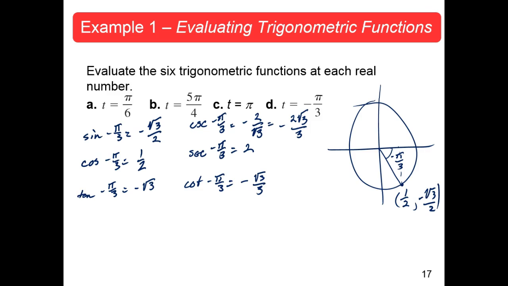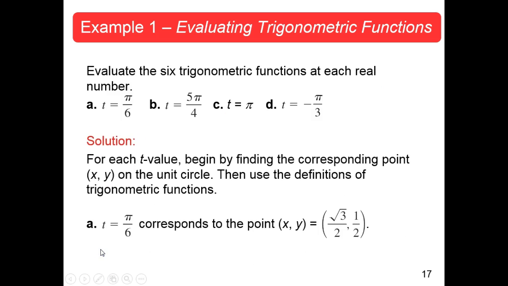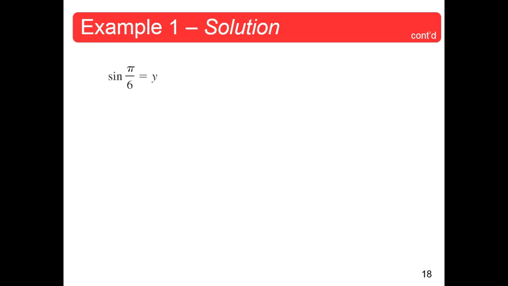All right. Now, for some reason, the book does a different order. I don't know why, but we'll go by that. Let's see how they do theirs. Starting with the A one, which we did last time. For each t value, begin by finding the corresponding point x, y on the unit circle. Then use the definition of the trigonometric functions. So where t is equal to pi 6, it corresponds to the point root 3 over 2 is the x, 1/2 is the y. So from that, we can write all 6 trigonometric functions.